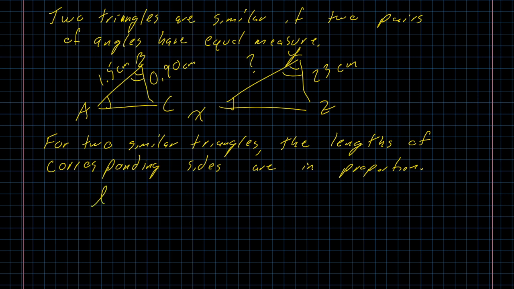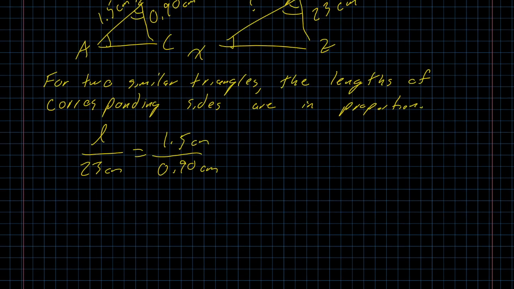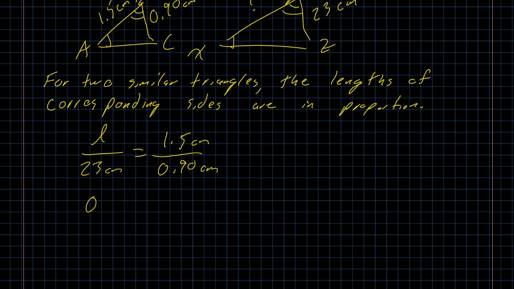let's call that extra side L for length. The ratio of those sides on that triangle has to be equal to the ratio of the same sides on the other triangle. And we can go through the algebra and solve from there. Right, the cross product test, 0.90L is going to be equal to 1.5 times 23, which my calculator tells me is 34.5. I'll round to two significant figures and call it 35.